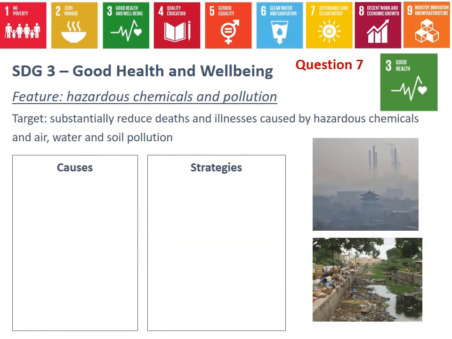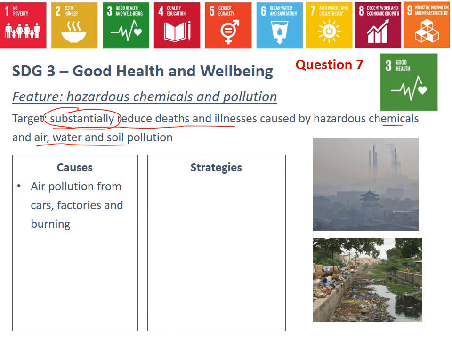Okay, and the last feature is the feature of hazardous chemicals and pollution. The target is to substantially reduce death and illnesses. Again, that's not very useful. What does that actually mean? But the goal is to substantially reduce the death and illnesses caused by chemicals and pollution in the air, water, and soil. This one links really well with one of the other SDGs that we'll look at a bit later on. The main causes of these problems are air pollution from cars, factories, and burning, so burning of forests and things like that to clear land for farming.